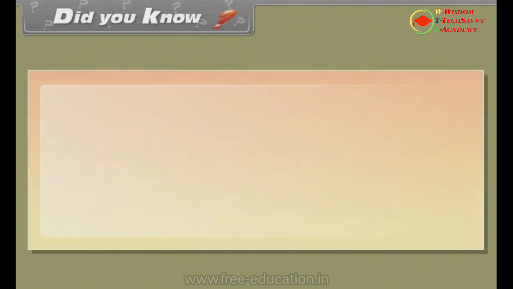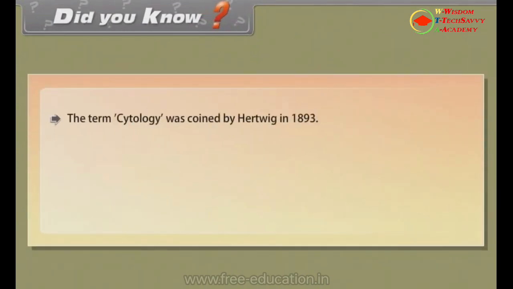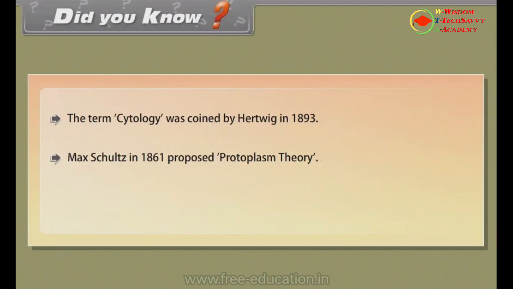Did you know the term cytology was coined by Hertwig in 1893? Max Schultz in 1861 proposed protoplasma theory. Sachs proposed organismal theory in 1874.